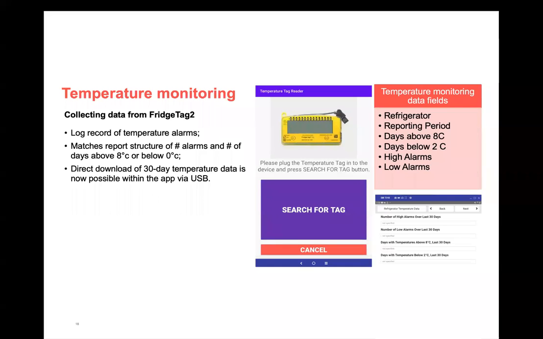number of alarms, days above and below 8 degrees or 0 degrees. And there's also the ability to download directly from a Fridge-tag 2 and store the daily temperature data with the application, again, tied to each refrigerator and facility for interrogation and extraction, as well as some just dashboard alarms and things like that too.